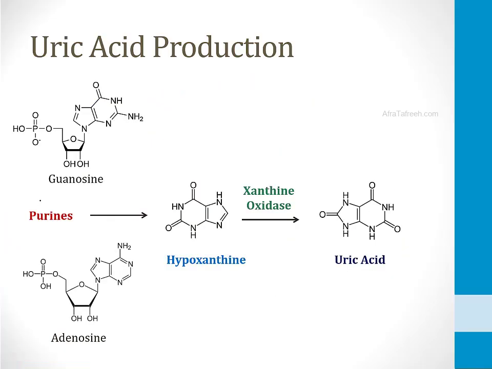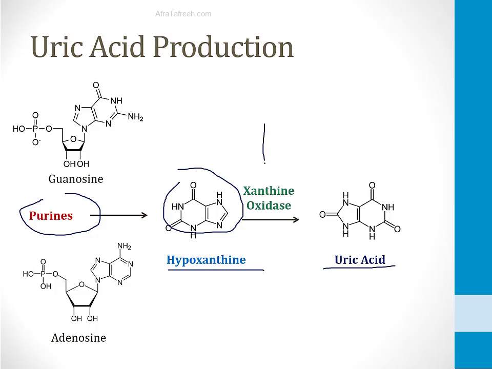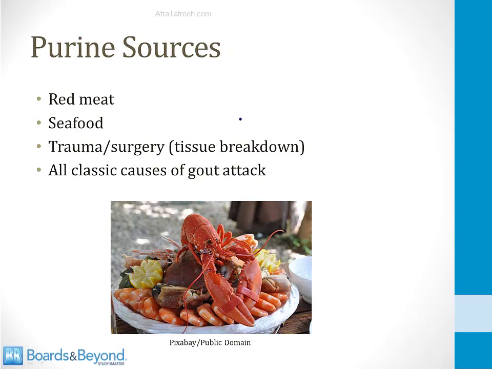The way purines are broken down into uric acid is that first purines are converted to hypoxanthine. Hypoxanthine is a two-ring structure similar to the bases adenine and guanine, and then hypoxanthine is converted into uric acid by an important enzyme called xanthine oxidase, which we'll talk about later because it's related to causes and treatment of gout. So uric acid comes from purines, but where do the purines come from?